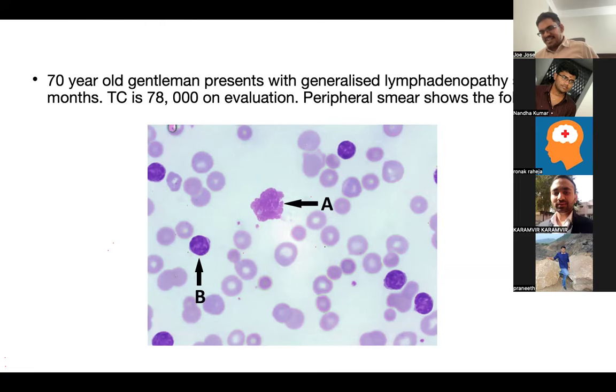Okay, I'll just tell you all the criteria. Absolute lymphocyte count greater than 5,000, with prolymphocytes less than 55%, lasting for greater than 3 months. You also need to do flow cytometry, which will be positive for CD5, CD19, CD20, and CD23, with cyclin D1 negative. All these features combined are how you diagnose CLL.